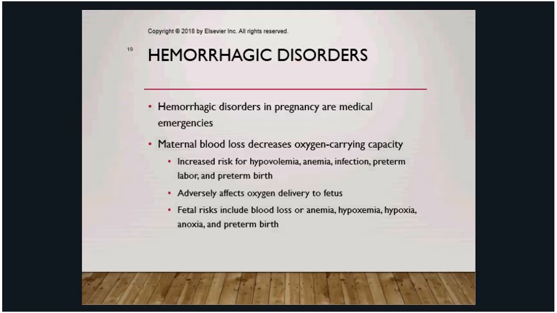Hemorrhagic disorders in pregnancy are medical emergencies. So maternal blood loss decreases the oxygen carrying capacity. So it increases the risk of hypovolemia, anemia, infection, preterm labor, and preterm birth, and it adversely affects the oxygen delivery to the baby. So if the mother doesn't have oxygen or she's losing all this blood, the baby's not getting what it needs. Fetal risks with blood loss include anemia, hypoxia, hypoxemia, anoxia, and preterm birth.